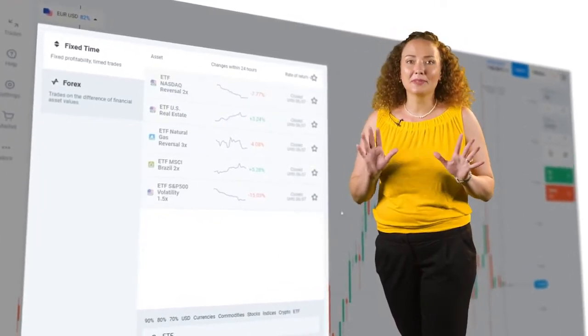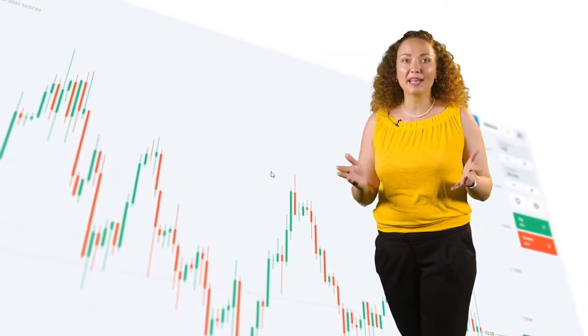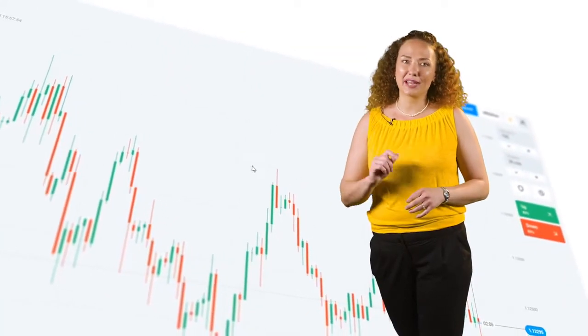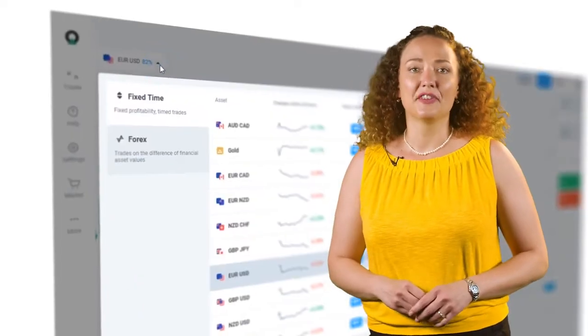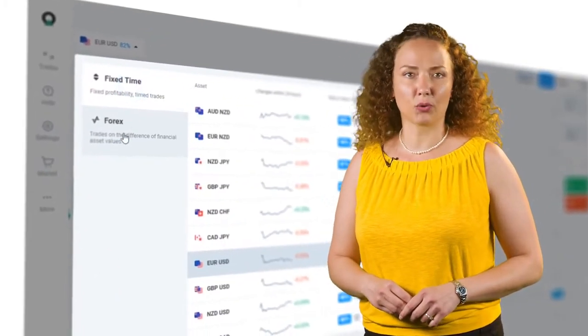The most awesome thing is that you don't have to buy or own any of these assets. Simply trade and make money on their price fluctuation. Let me show you how to do it. The Olymp Trade platform is divided into two main parts: fixed time trading, FTT, and Forex.